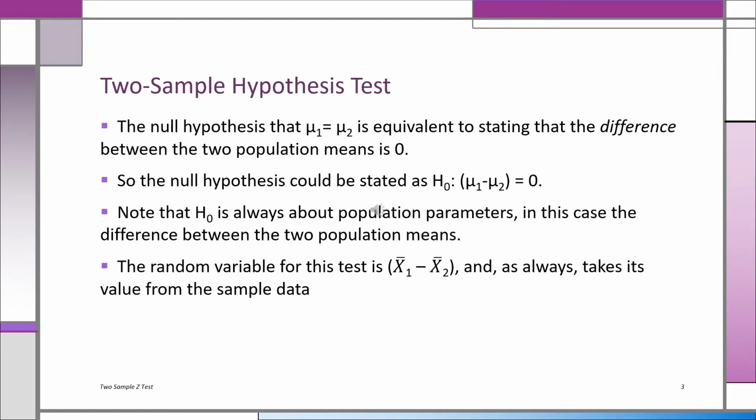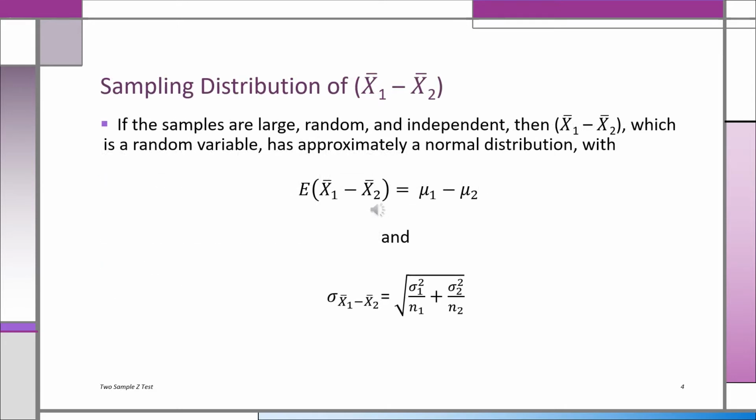Okay, so the H0 is always about the population parameters, and the random variable is x bar 1 minus x bar 2, the difference between the sample means. So we're going to look at the sample evidence to see if it supports the H0 that there is 0 difference between the two groups. If we're looking at the difference between two population means, the statistic of interest would be the difference between the two sample means, x bar 1 minus x bar 2.